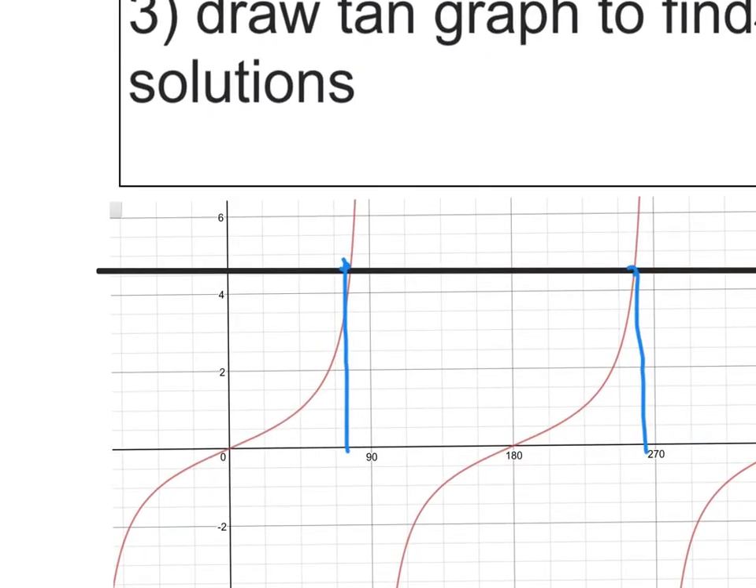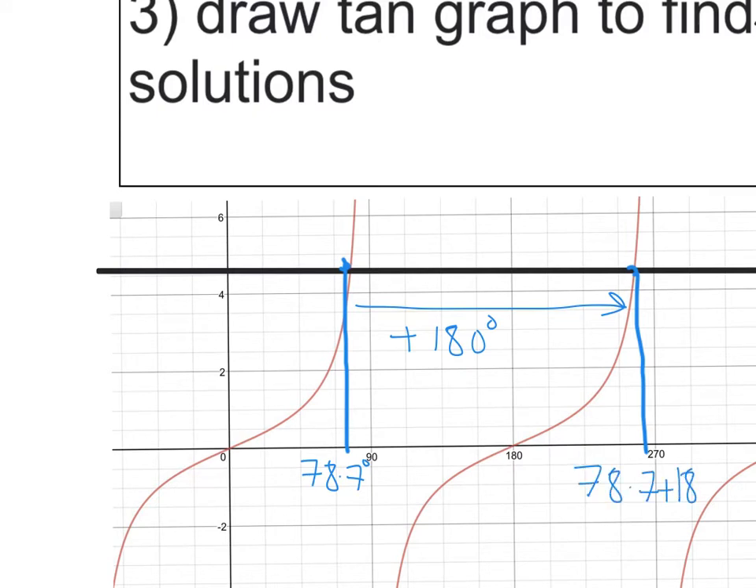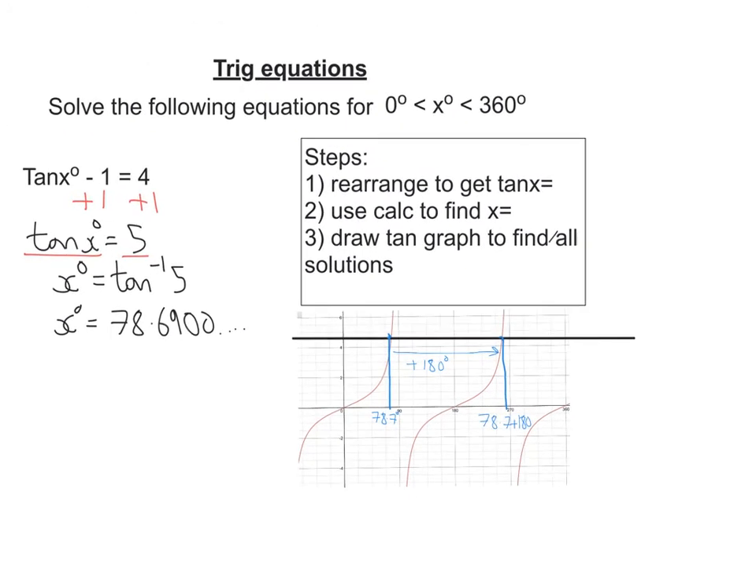Okay, so we know that this answer here is our 78.7 degrees. Now we know that tan repeats itself every 180. So the distance between these two should be 180 degrees. So this answer here should be 78.7 plus 180 degrees. Okay, so let's zoom back out. So our two answers should be x is equal to 78.7 and 78.7 plus 180 degrees.